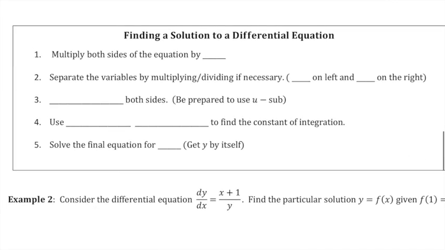So whenever you're working with a differential equation, you always want to multiply both sides by dx. Then you have to separate the x and the y, or whatever variables there are, by multiplying and dividing. After that, you need to integrate both sides after you've isolated the variables. Sometimes you do have to do u substitution. And then whenever you do integration, you always have the plus c. Here we'll be solving for the c by using the initial condition. And then finally, you got to get y by itself.